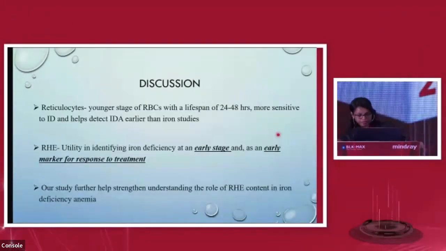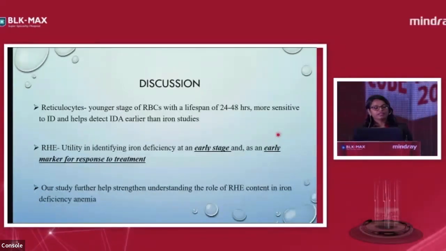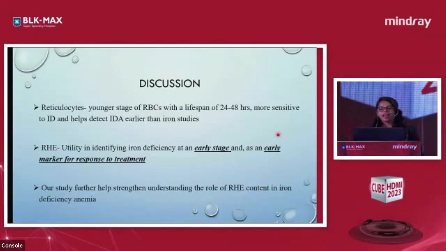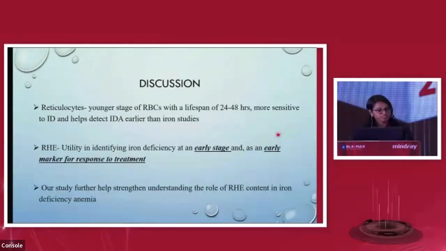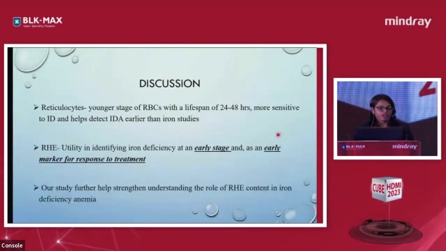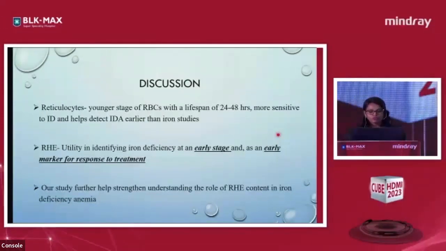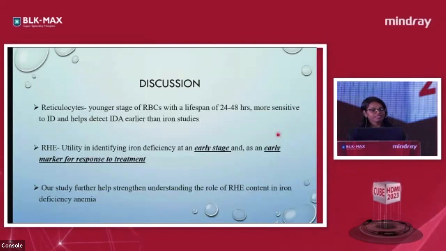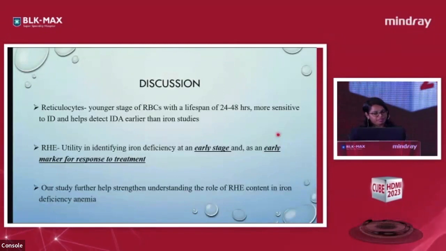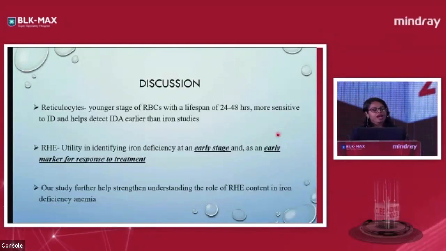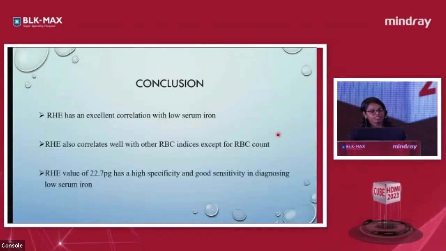Moving on to discussion. We know that reticulocytes are a younger stage of RBCs with a lifespan of 24 to 48 hours, and hence they are more sensitive to iron deficiency, and they help detect iron deficiency anemias earlier than iron studies. RHE is now increasingly recognized to be of utility in identifying iron deficiency at an early stage and as an early marker of response to treatment. Our study further helps strengthen understanding of the role of RHE content in iron deficiency anemia.